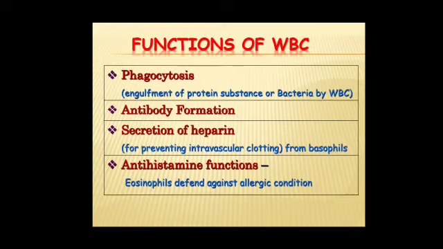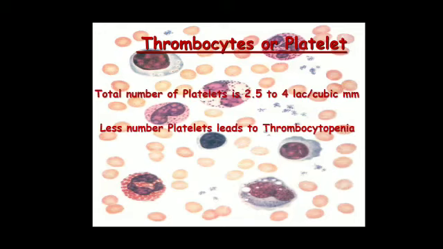Now we will see the third type of cell, which is thrombocytes or platelets. As far as number is concerned, it is 2.5 to 4 lakh per cubic millimeter. If platelets are less in number in the blood, it leads to thrombocytopenia. The lifespan of thrombocytes, that is platelets, is only 10 days, and they are also manufactured in the bone marrow.